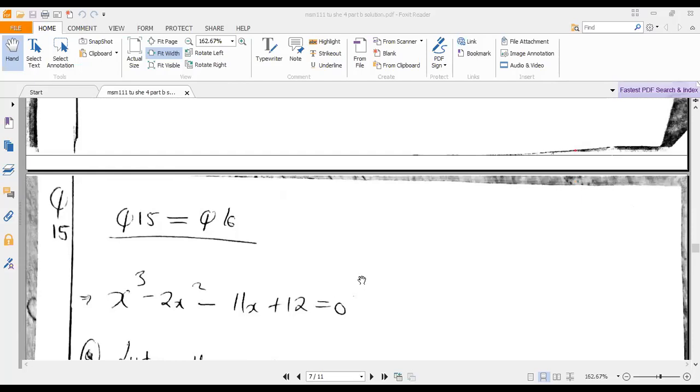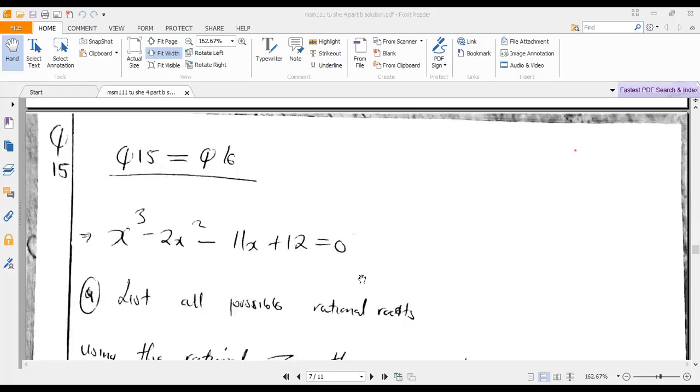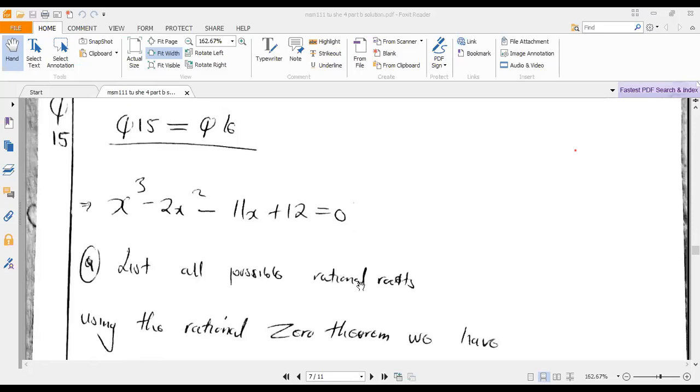So for question 14, but it's saying in problems 15 to 17, list all possible rational roots. So I want to find all possible rational roots for the equation we have been given here, which is question 15. We have x to the power 3 minus 2x squared minus 11x plus 12 equals 0. So now, listing all possible rational roots.